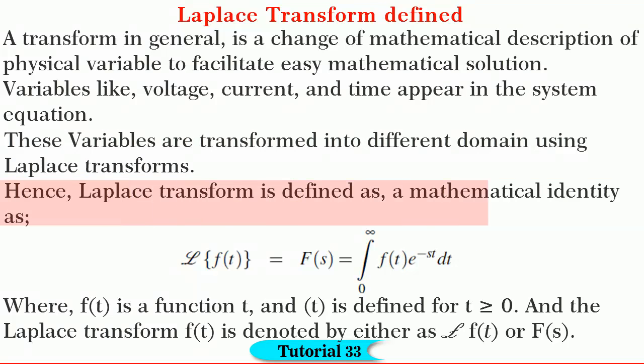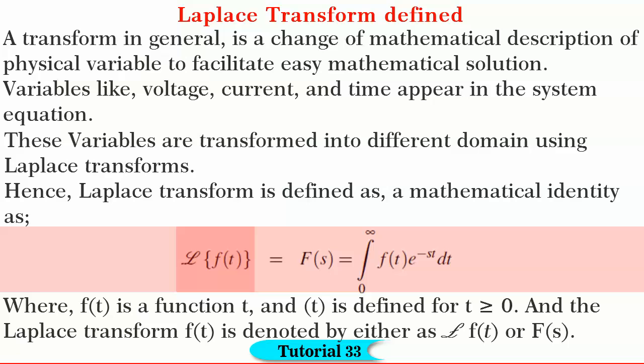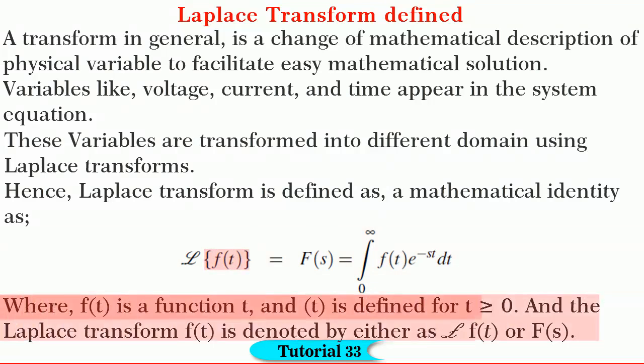Hence, Laplace transform is defined in the form of a mathematical identity as L of f of t is equal to capital F of s is equal to integration 0 to infinity f of t into e to the power of minus st dt, where f of t is a function of time t and t is defined for t greater than or equal to 0. Note that. Then the Laplace transform of f of t is denoted either by L of f of t or capital F of s. Note that.